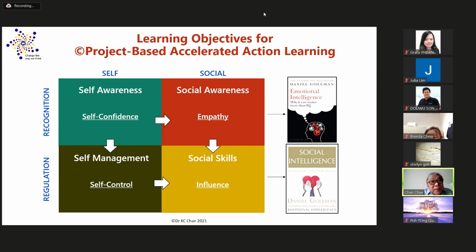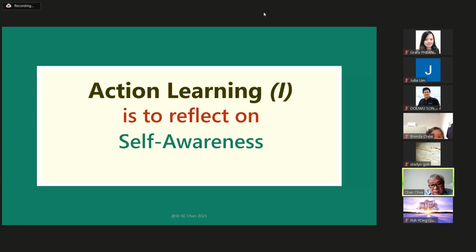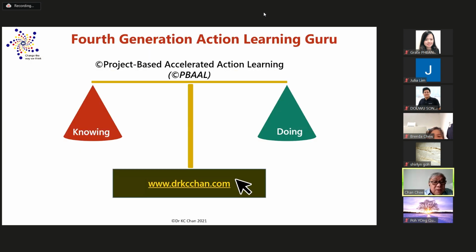And what is better than the students influencing one another, because they have project-based accelerated action learning projects. Okay, so this is the starting point. What is self-awareness in this action learning? We have to look at the history. Stanford University Professor Sutton always says that there are many people who know but don't do. So what's the answer? Become the theorists. But the people who do never study.